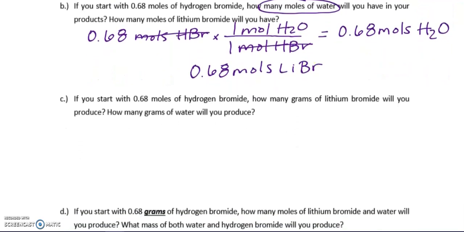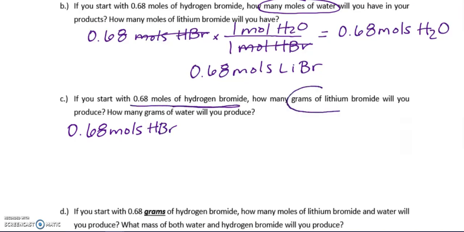So now we're going to crank it up a notch. If you start off with 0.68 moles of hydrogen bromide, how many grams of lithium bromide will you produce? And then how many grams of water? So again, starting with 0.68 moles of hydrogen bromide, that's what they give you, and you are trying to get to grams of lithium bromide. In order to get to grams of lithium bromide, we have to know how many moles of lithium bromide we have. According to our balanced chemical equation, for every 1 mole of hydrogen bromide, you have 1 mole of lithium bromide.